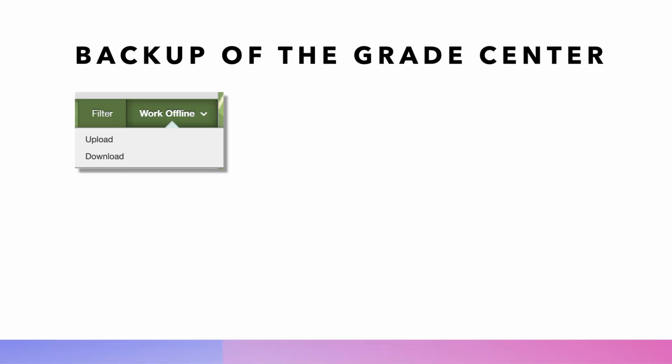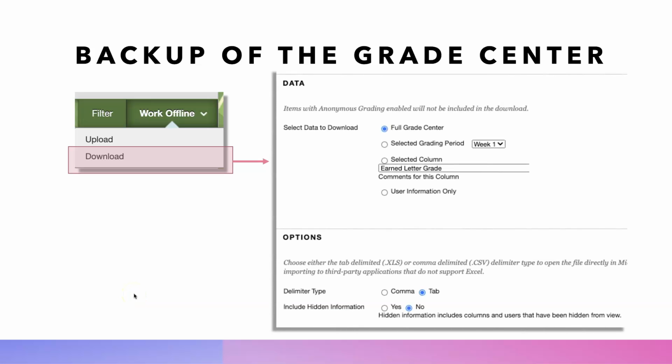In order to take a backup of the grade center, we would access the download option from the menu for work offline. We will have various options to choose from. We can download all the information, which would be the full grade center, or select specific components that we want to download. Once downloaded, you can use a spreadsheet application like Excel to view the contents of the file.